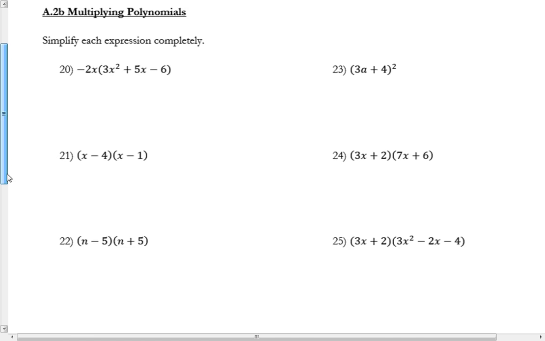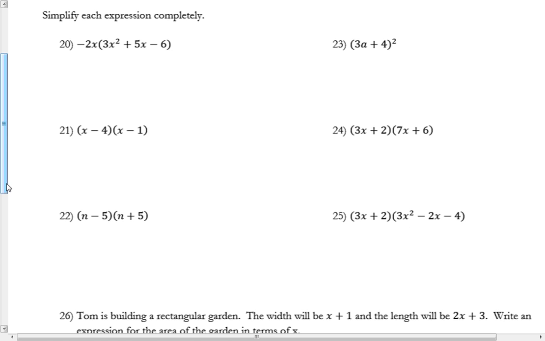Moving on to multiplication. Number 20, we have a monomial times a trinomial. So we put the first term of multiplying down the side, just negative 2x. Across the top, we have 3x squared plus 5x minus 6. So I have two vertical bars here. My first area, negative 2 and 3 gives me negative 6. X and x squared gives me x to the third.